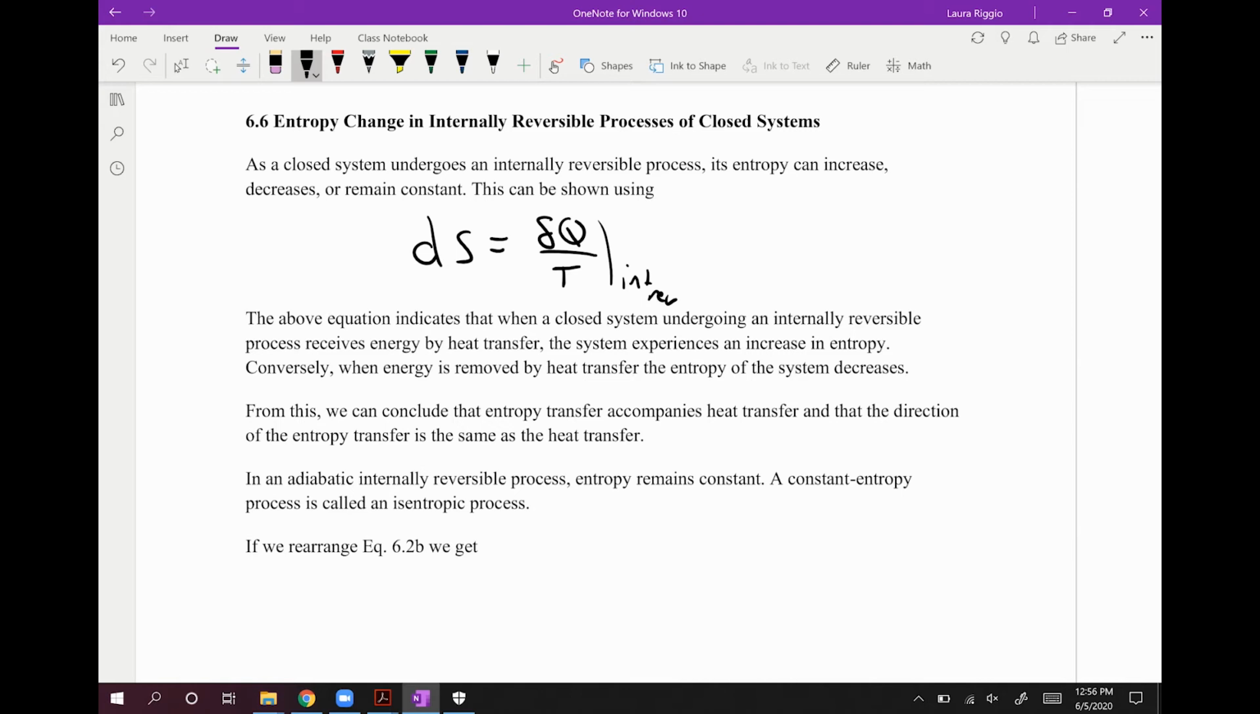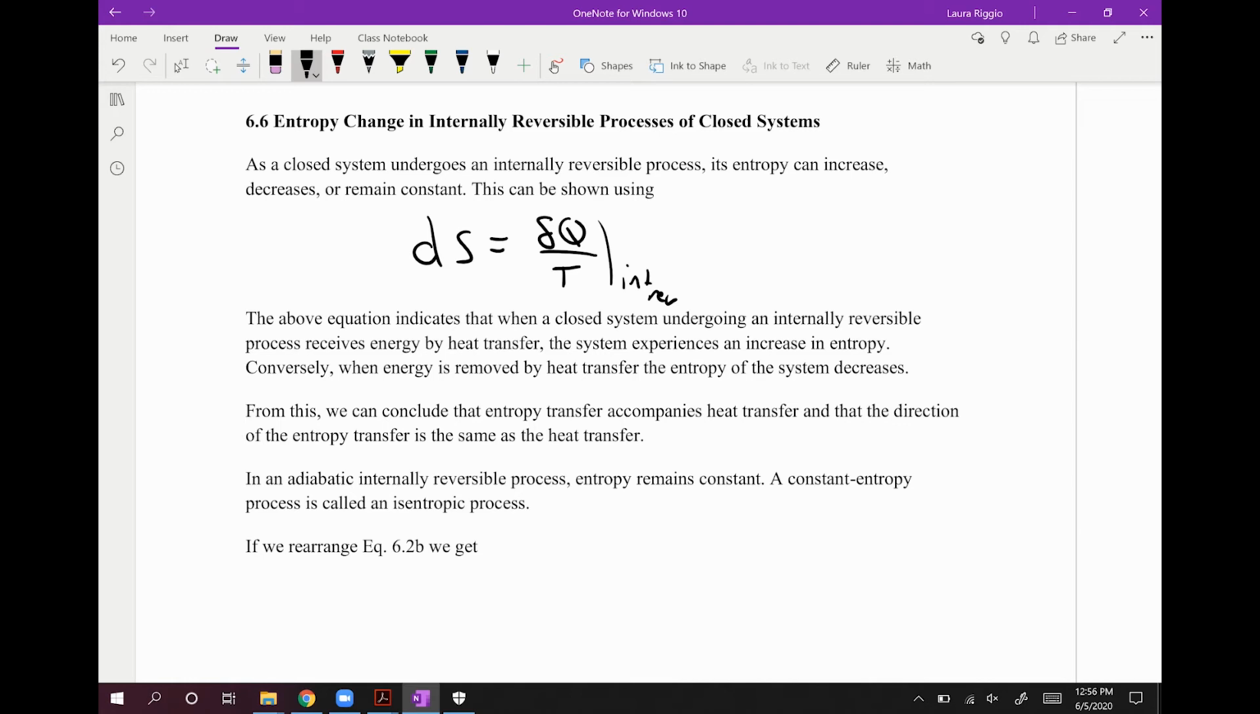This equation tells us that when a closed system is undergoing an internally reversible process and receives energy by heat transfer, the system experiences an increase in entropy. If energy is removed by heat transfer, the entropy of the system decreases. We can conclude from this that entropy transfer accompanies heat transfer, and that the direction of entropy transfer is the same as the direction of heat transfer.